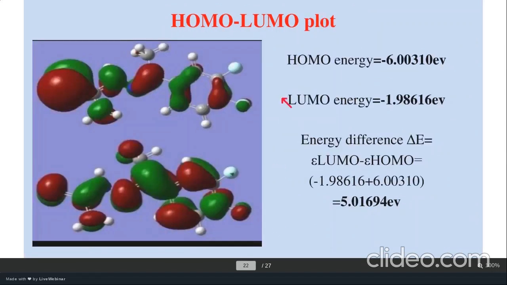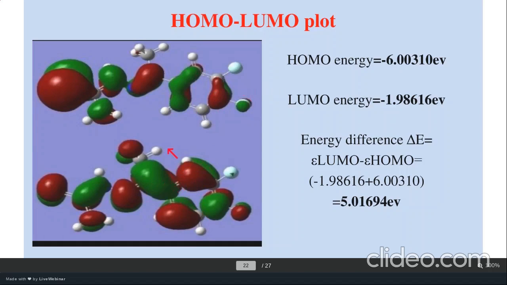There are some plots of HOMO and LUMO which we get through the GaussView software. Here, the red color shows the atom with the most negative charge, and the green color shows the atom with the positive charge. This only shows the highest occupied molecular orbital and the lowest unoccupied molecular orbital, with these colors showing the negative and positive charges.